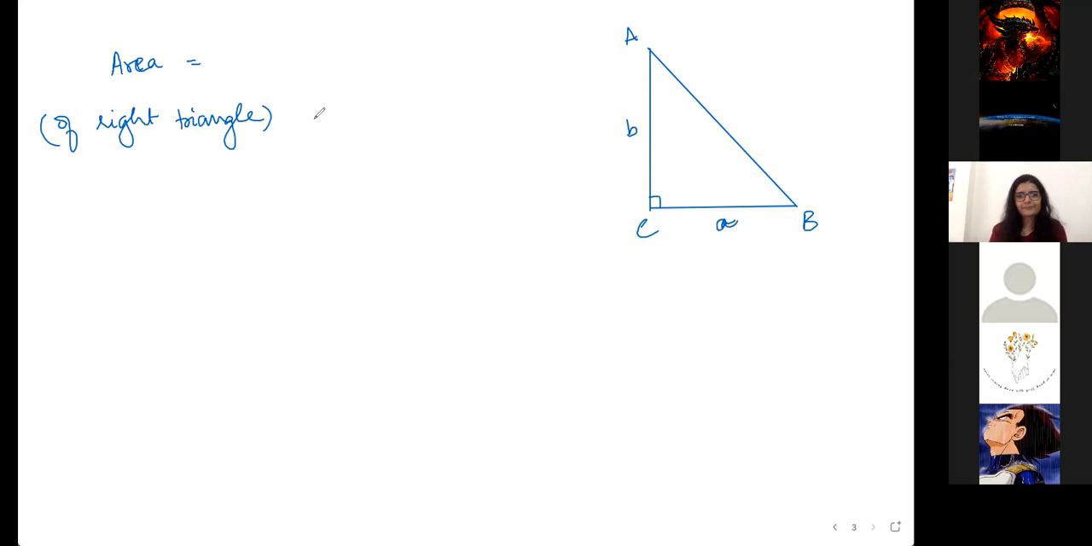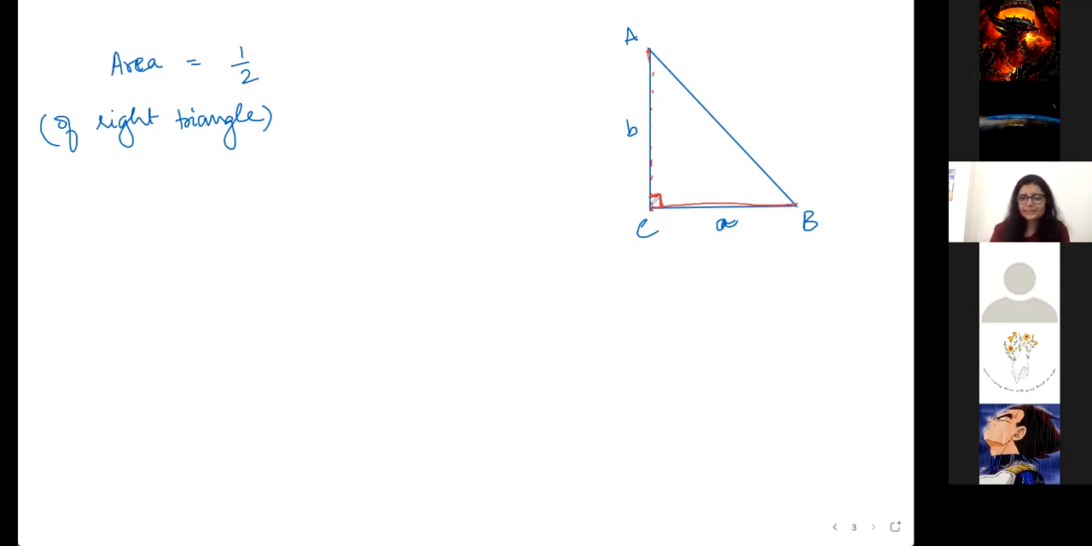Half into base into height. Half into base into height, yes. But what will you consider as base and what will you consider as height? Height will be B and base will be A. That's it. In a right angle triangle, because this is 90 degrees, if you take any one side other than the hypotenuse, then the other side automatically becomes the height because this angle is 90. So if you consider A as the base, the altitude from the vertex will be the same as this side AC if you want to draw a perpendicular.